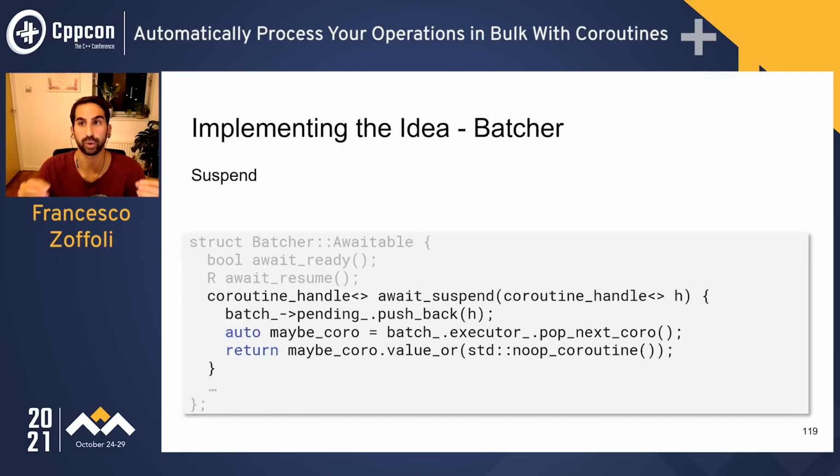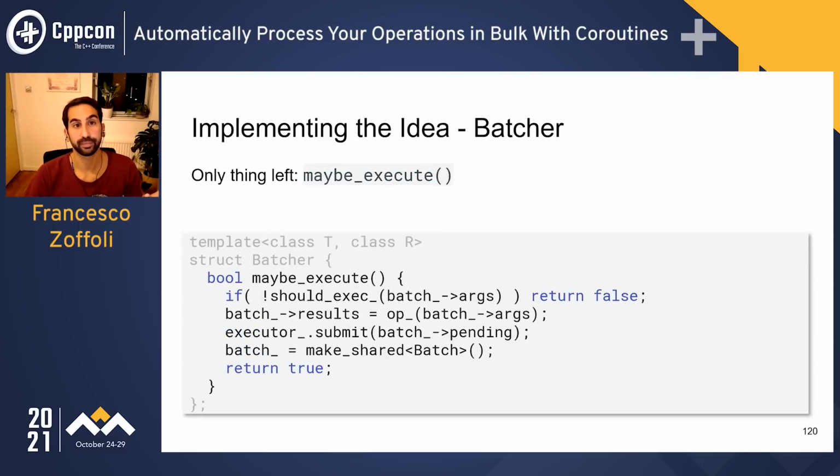And symmetric transfer is when one coroutine transfers the control to another coroutine. And here we can see that again, we are putting our coroutine handle at the end of the batch, but then we are calling pop next coro on our executor, which is going to give a coroutine. And then we are going to return either the coroutine or a no-op coroutine. A no-op coroutine is a coroutine which does nothing and returns immediately to the caller. And this is one of the points where the pending coroutines are being modified in the executor during the resume of a function.